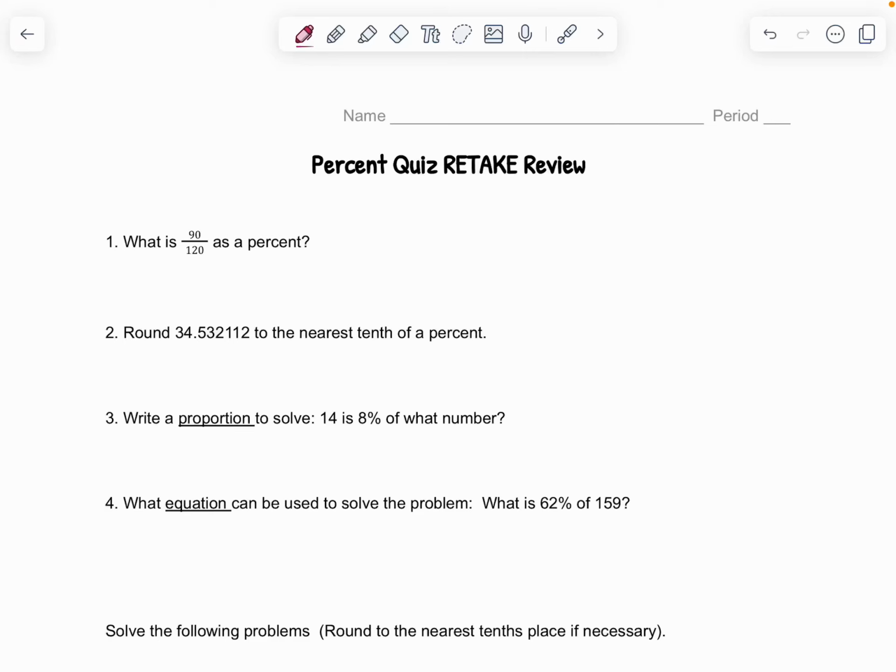Welcome to your review to take your percent quiz. This is going to be a retake, so we're just going over very similar problems that are going to be on your quiz. All right, let's take a look at number 1.